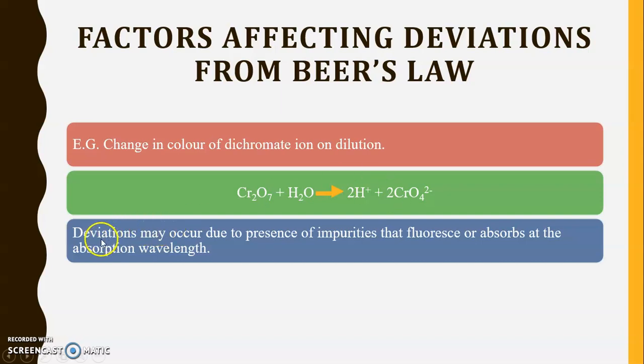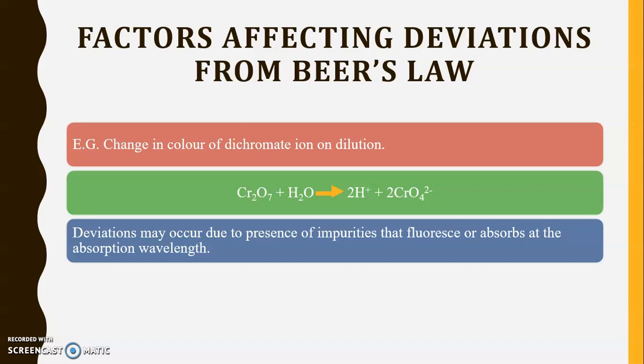Also, the third reason is that deviation may occur due to the presence of impurities that fluoresce or absorb at a different absorption wavelength. Suppose we are going to analyze one compound A, which has a lambda max of, for example, 260, and if certain impurities are present that also absorb UV radiation at 260 nanometer, that also leads to increased absorbance.